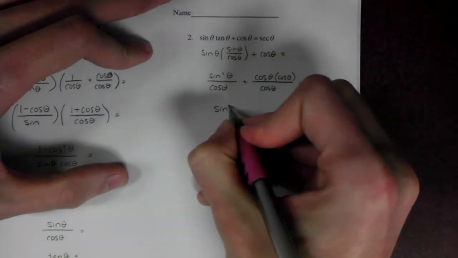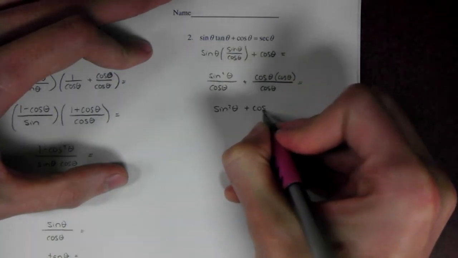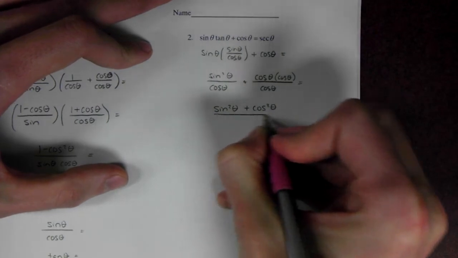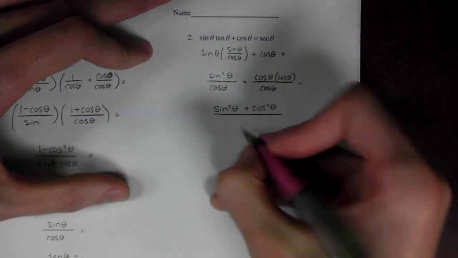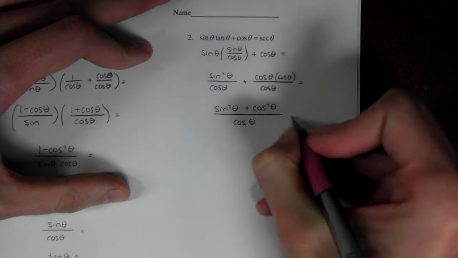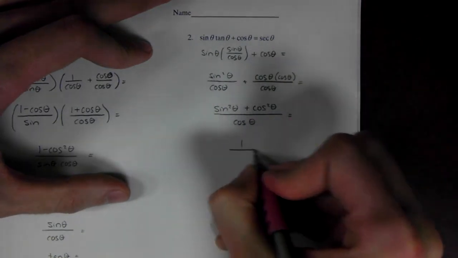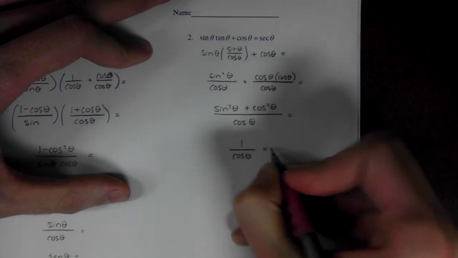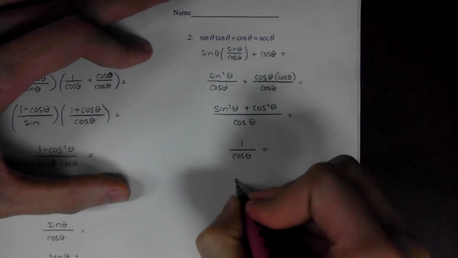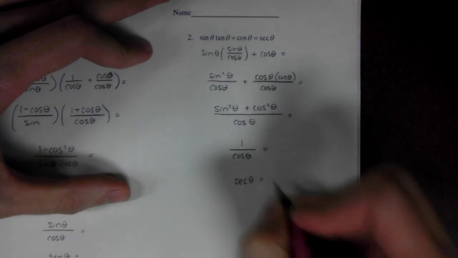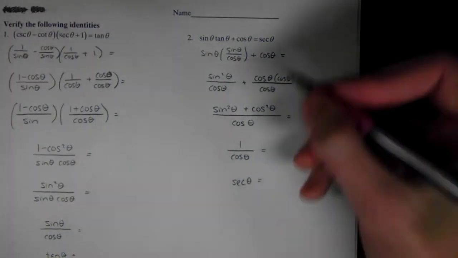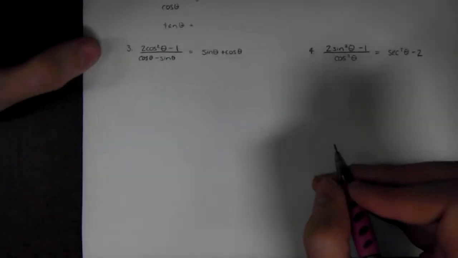So I get sine squared theta plus cosine squared theta. Since they both have the same denominator, I can add across. And then sine squared plus cosine squared, as we know, is 1. And 1 over cosine is secant. Okay, so we've established 2 identities so far. 1 and 2 are good. Alright, let's move on to some new tricks. So that was changing things to sine and cosine. We can see that that's a good idea.